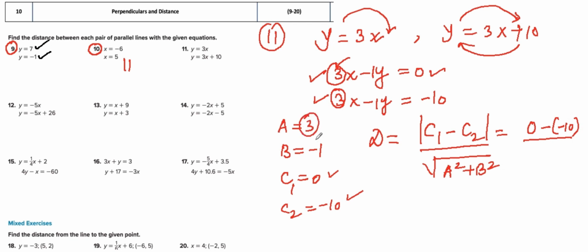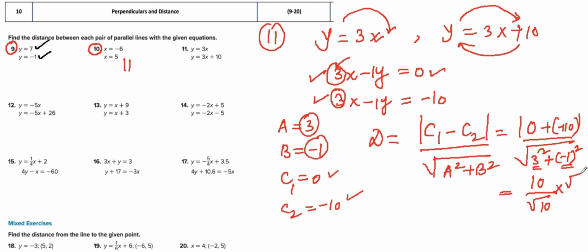Divided by the square root of a square plus b square. a is 3, so 3 square and minus 1 square. Absolute value, so minus 10 becomes 10, over 9 plus 1, root 10. Rationalize it, because we never write a square root in the denominator. Multiply the same number up and down, root 10 by root 10. So it is 10 root 10 divided by root 10 into root 10, which is 10. The 10 and 10 cancel out, so your answer is root 10. So square root 10 is the distance between the given lines.